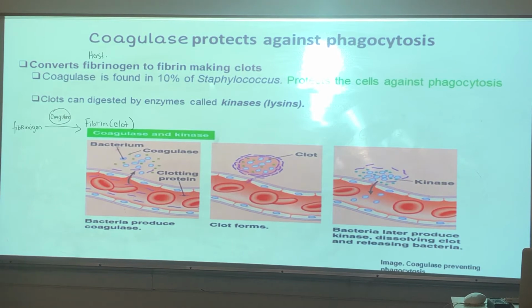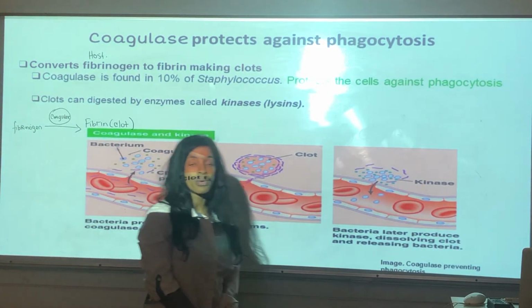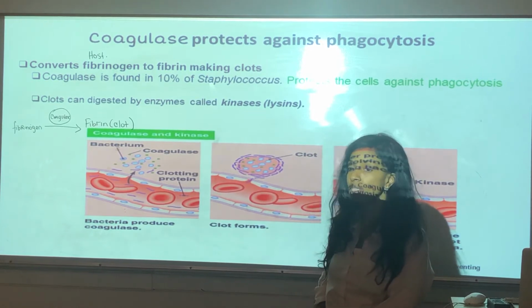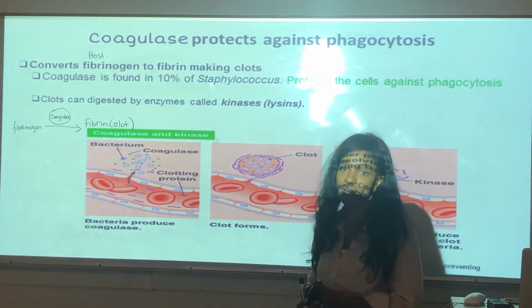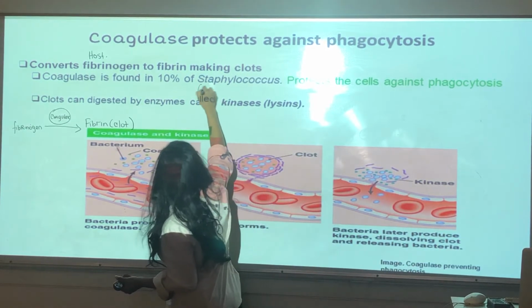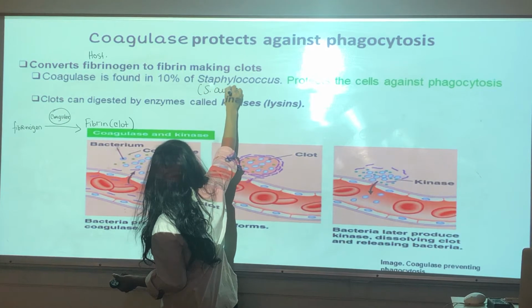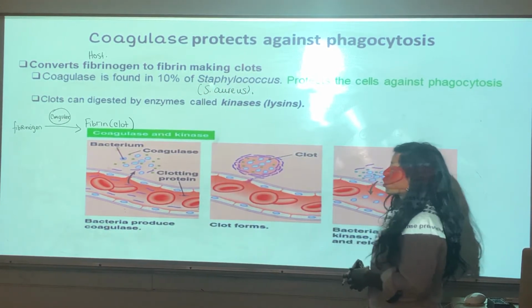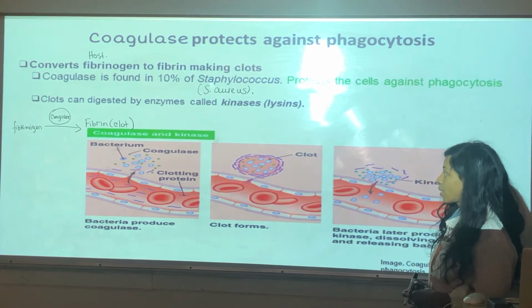So coagulase is found in 10% of Staphylococcus. Is this 10% going to include Staphylococcus epidermidis or Staphylococcus aureus? Well, this will include Staphylococcus aureus, not epidermidis. So they are part of the 10%. And coagulase is used to protect them.